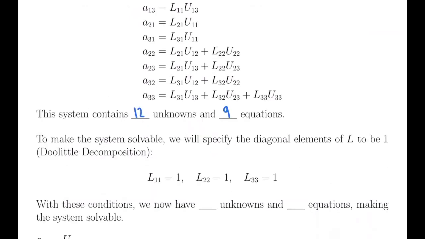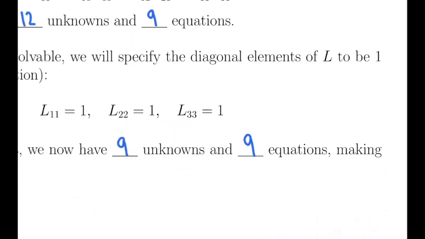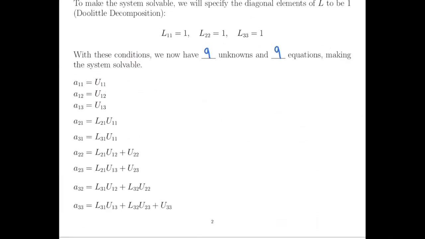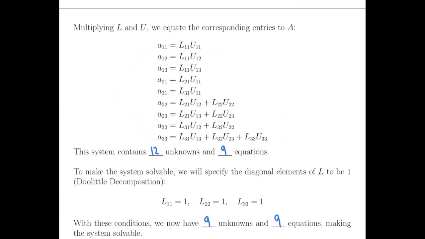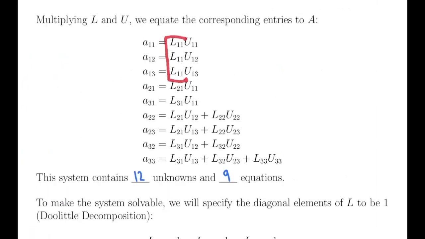All right. So with these conditions, we now have 9 unknowns because we had 12 unknowns and I just specified 3 of them. So we're down to 9 unknowns and 9 equations. That makes the system solvable. Okay, great. So what I did here is I just copy pasted this and set L11, L22, and L33 equal to 1. And that will give you this system of equations. Could you point to where those entries were? Right here. I see. Right here. So all of those are 1. Okay. And that results in this.